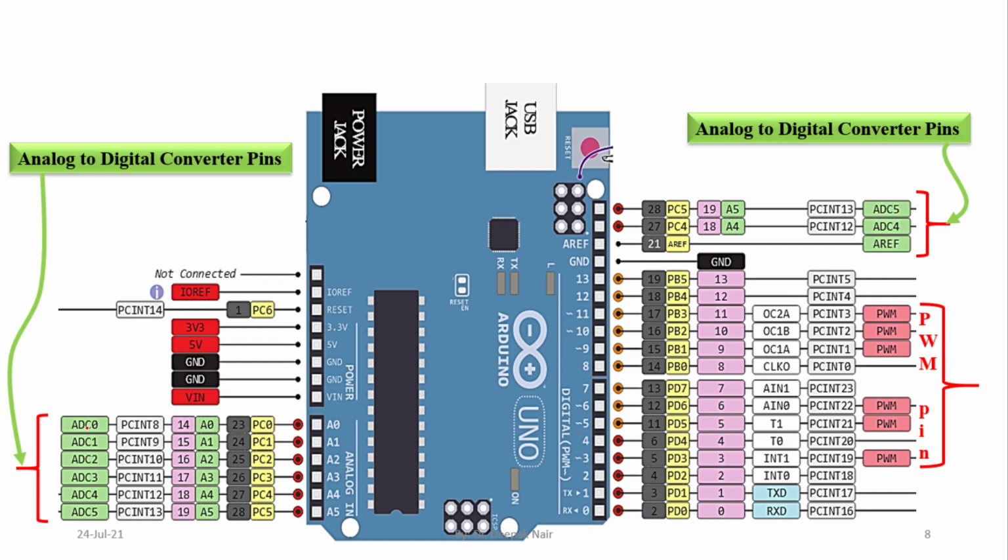So ADCs are analog to digital converters. PWM can be considered as a digital to analog converter.